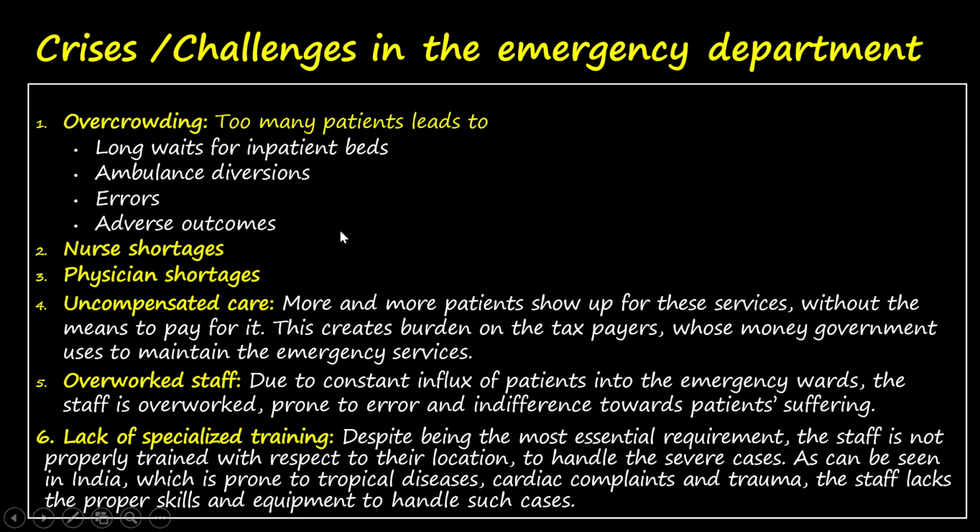adverse outcomes. Number two, sometimes we'll have nurse shortages. Number three, physicians, the doctors, sometimes they are not available. Then number four, uncompensated care.